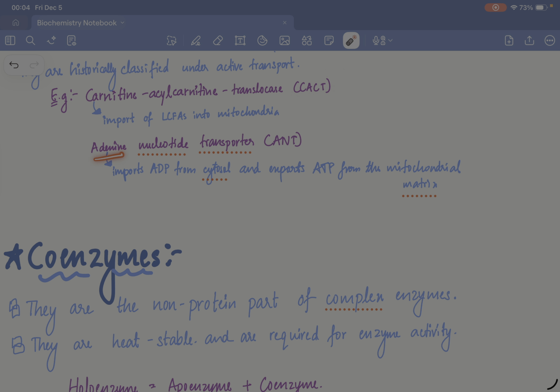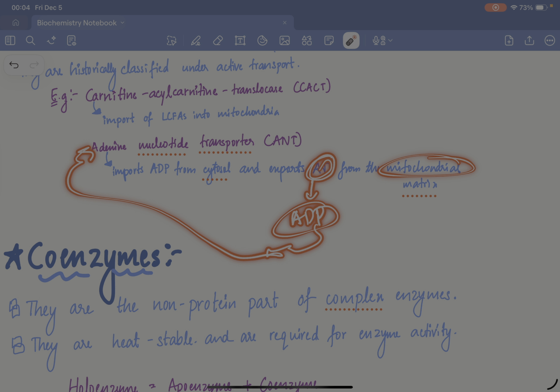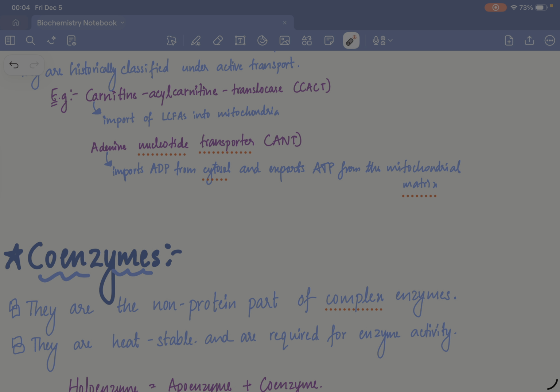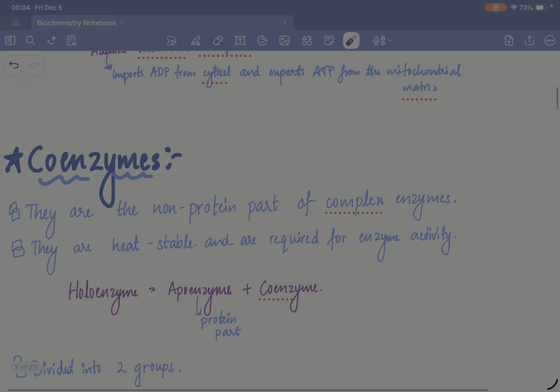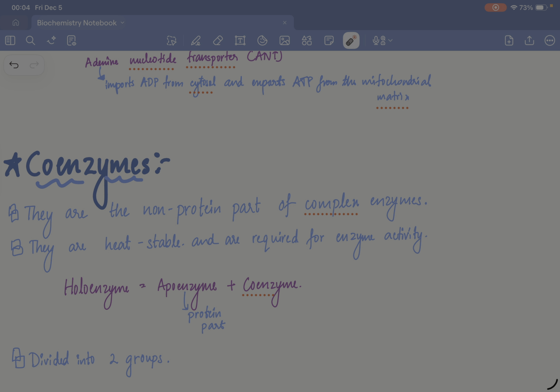Then coming to adenine nucleotide translocase, it imports ADP from the cytosol and exports ATP from the mitochondrial matrix. Understood? For this ATP production, you require ADP, right, in the mitochondria. This will be facilitated by this ANT, which imports the ADP from the cytosol. Okay? Then coming down to coenzymes.